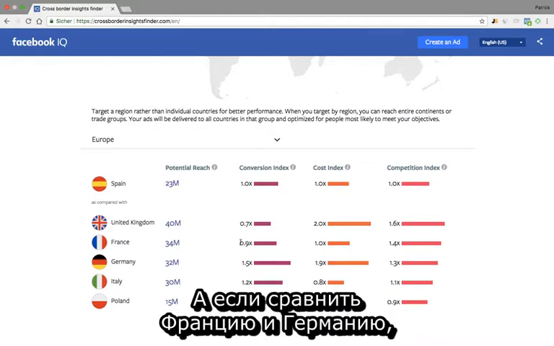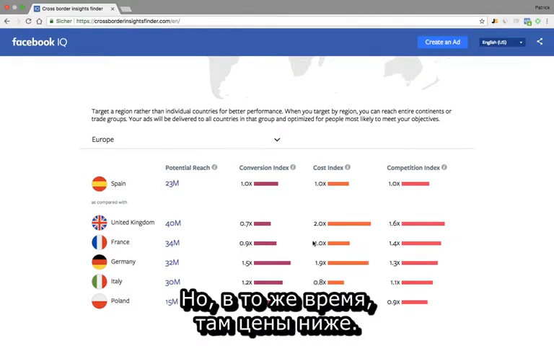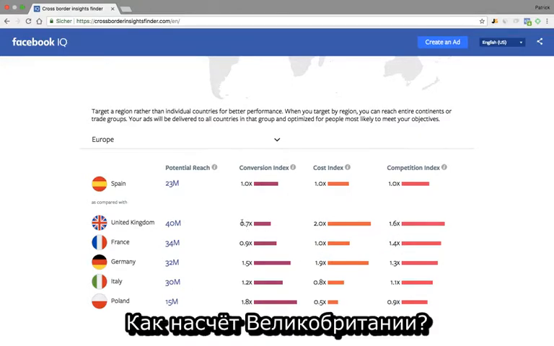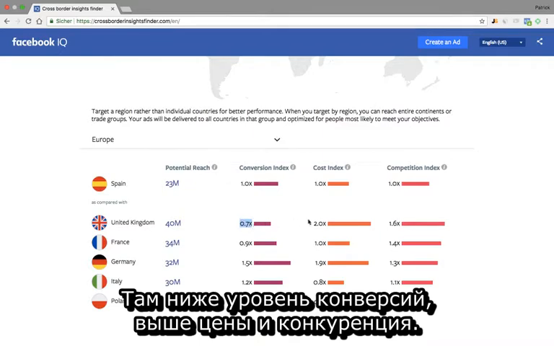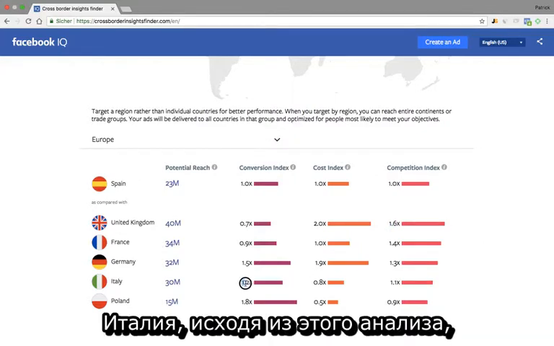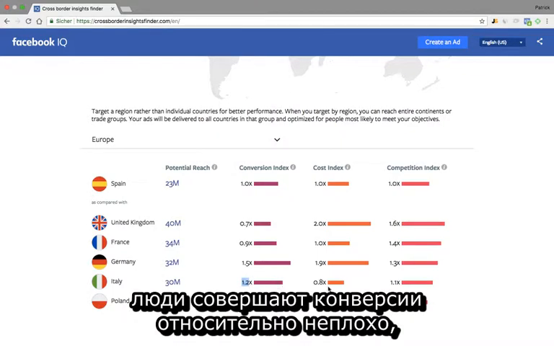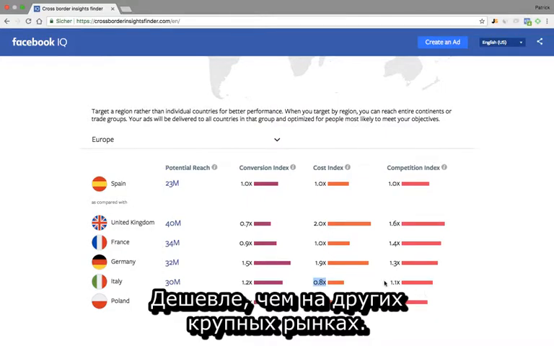Okay, and if you would just compare France to Germany, we would see that people in France convert less well than in Germany, but it's also cheaper. Okay, and as much competition. Yeah, it's also not that ideal. What about the UK? The UK is the biggest market in Europe. Okay, it has low conversions and high cost and high competition, so not really ideal. What about Italy? Italy is actually, just based on this analysis, much more interesting. People convert relatively well, and it's pretty cheap, cheaper than Spain, cheaper than the other big markets, and you have less competition.